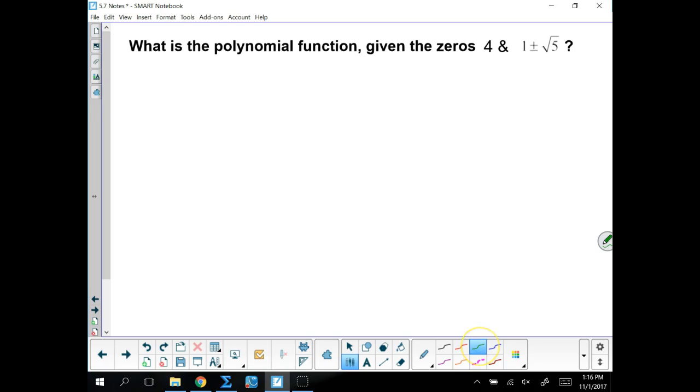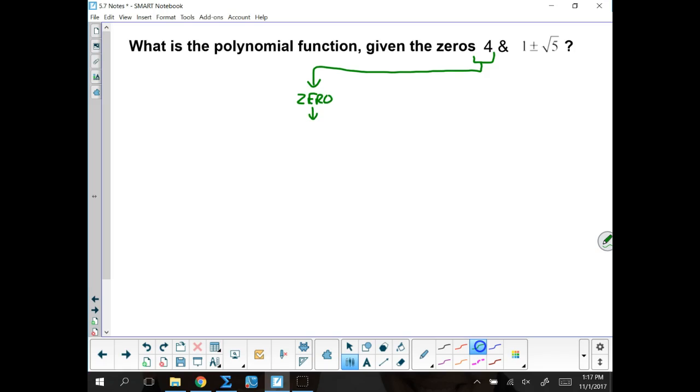So, first one is 4. That's my 0. So that means that x had to equal 4 at some point in that process, which meant that x minus 4 equals 0. So x minus 4 is a factor.